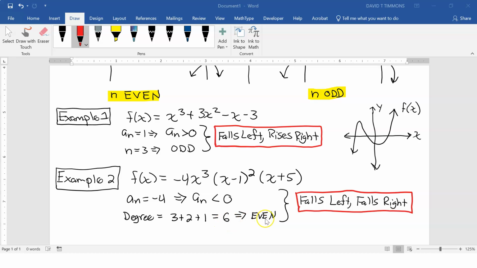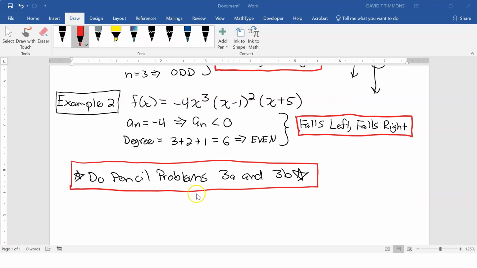That's an even number. And now the combination of a negative leading coefficient and an even degree, again, the behavior will be the same, but this will fall left and fall right. Now do pencil problems 3A and 3B.